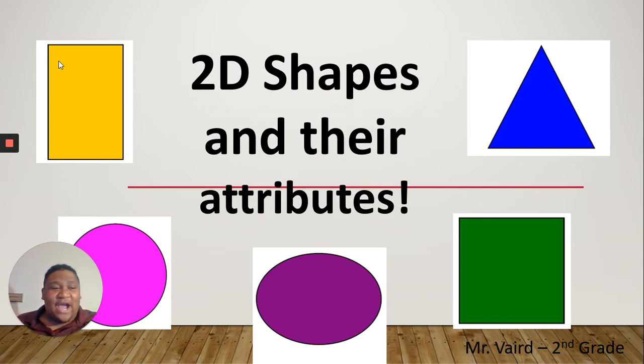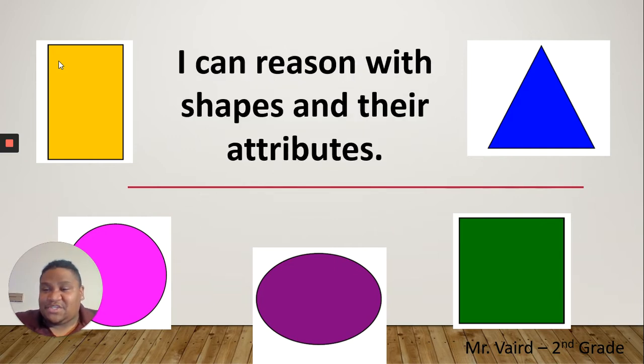All right, so we are doing something new. I have 2D shapes and their attributes. By the end of this lesson, you will be able to reason with shapes and their attributes. So your I can statement is, I can reason with shapes and their attributes. But what does it mean to reason?